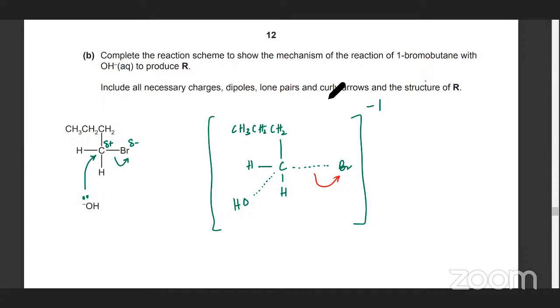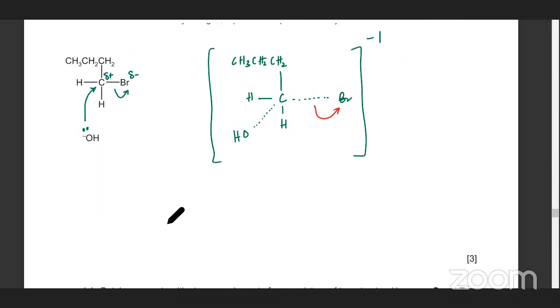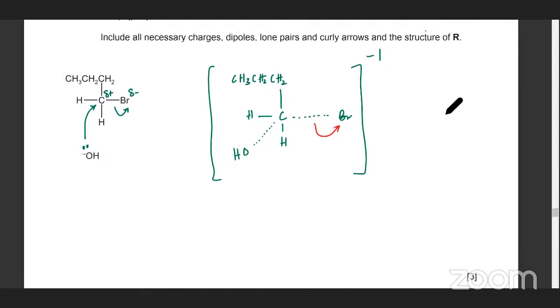And then you have to include all necessary charges. So we have done exactly that. I mean, we've pretty much drawn the lone pairs. Make sure you draw the lone pairs. That's very, very important. So that's it. And you can draw the last thing. The last thing would be the Br -1 breaking off and the OH in its place. So you should draw the product over here as well.